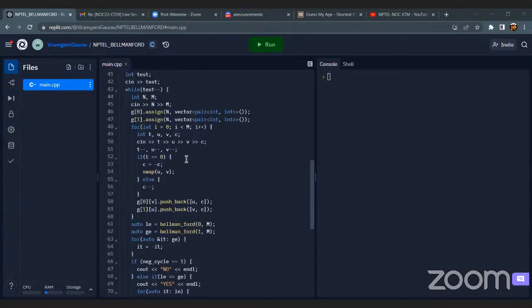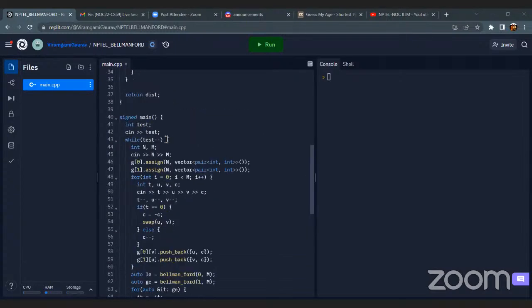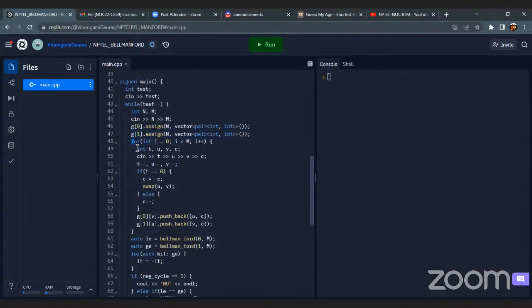So what I have done is, first I have taken the test case as input, then N and M as input. I have created two graphs. This is an array of graphs, G0 and G1. In one graph, I will store the lower bounds. In another graph, I will store the upper bounds. So in this loop, I have just added edges to these graphs.